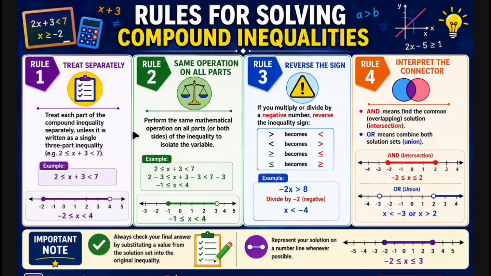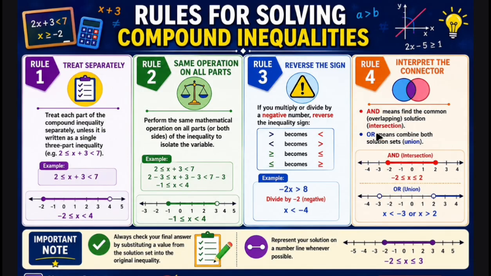That is, if you subtract from the left-hand side, you must subtract from the right-hand side. As well, if you add a value at the right-hand side, you have to add a value at the left-hand side. The third rule says that whenever we multiply or divide by a negative number when solving a compound inequality, we have to reverse the inequality sign. And finally, we have to interpret the connector, and or or, to find the possible values of the answer we got.